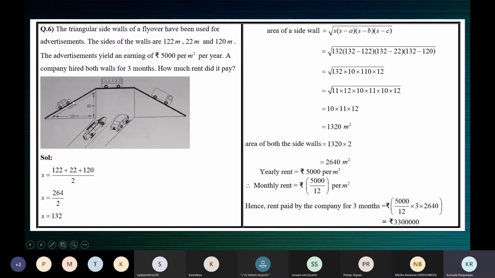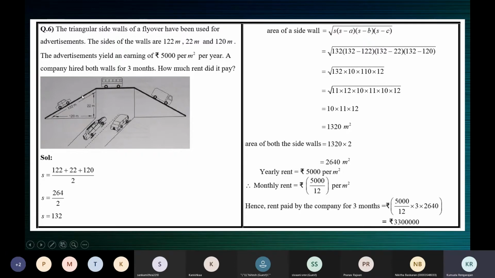But if you have to take 122 as the base, then you need the altitude from this vertex. If you take 122 as the base, then the altitude is from the opposite vertex here. You need the length of this line segment, which is the altitude, on the side 122 meters.